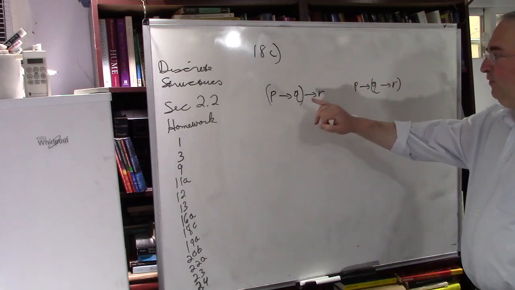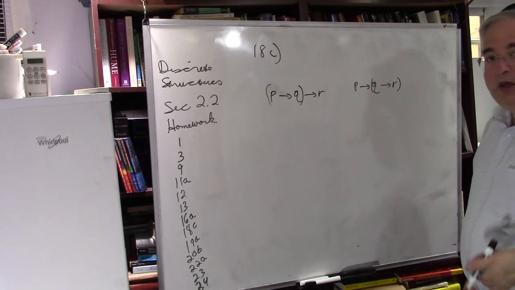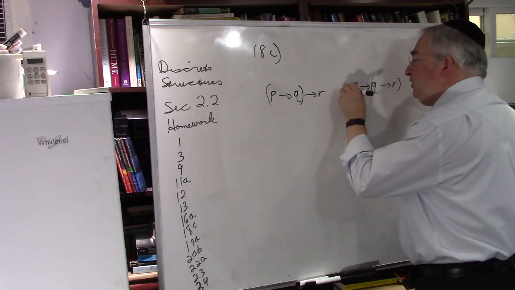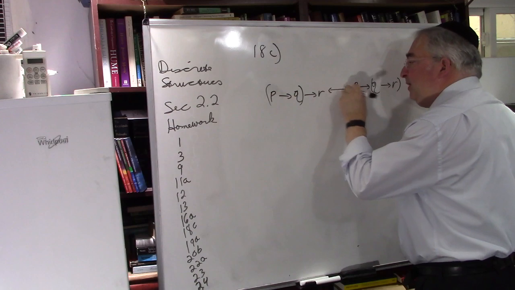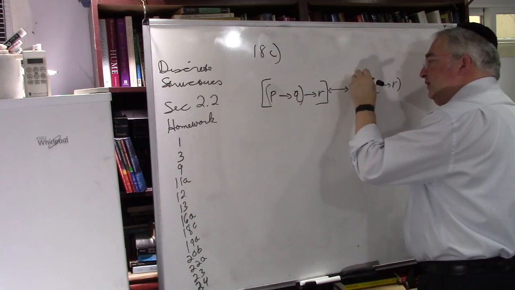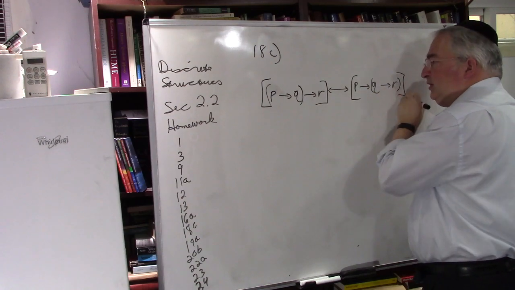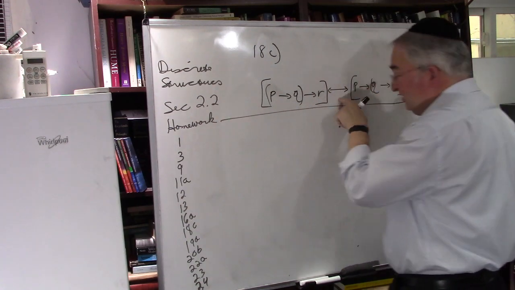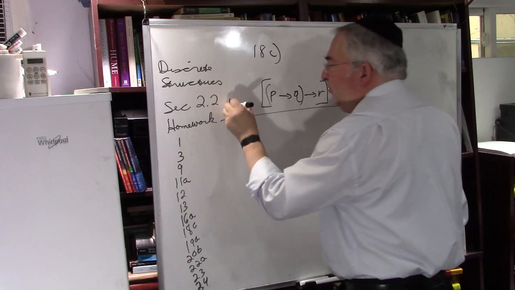Okay, we want to know if these two are logically equivalent. The way we tell if two things are logically equivalent is we put the double arrow there. Okay, we do the truth table for this, we do the truth table for this, and we see if we get the same answer. Okay?